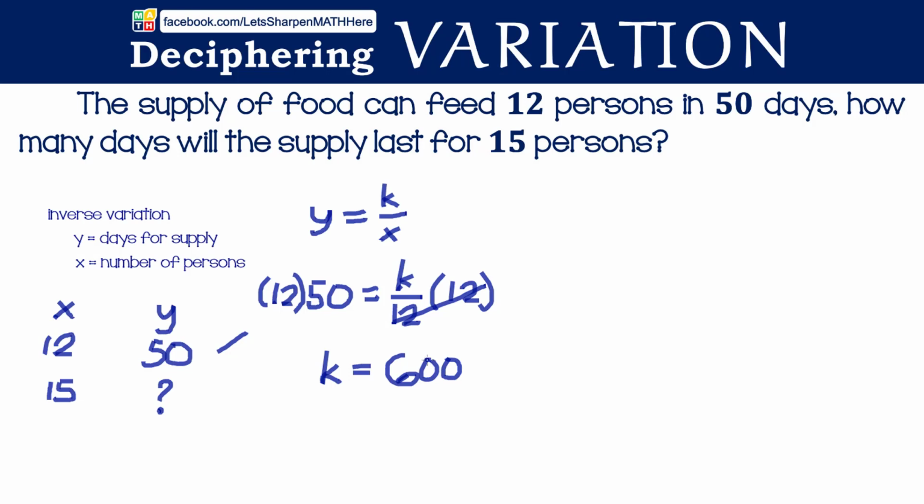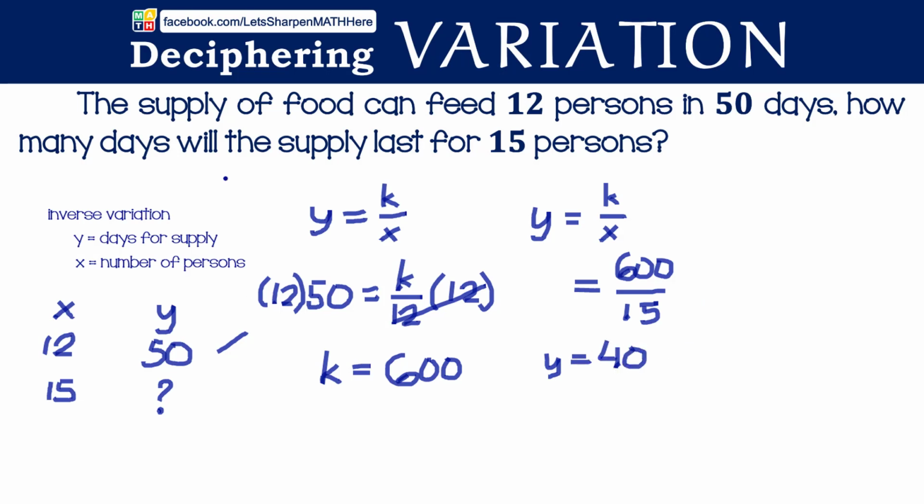This is our k. And then we will be using that here on the same equation, y is equal to k over x. And we'll be solving the number of days for 15 persons, the same amount of supply. So we'll have y is equal to k, which is 600, over x, which is 15. So simply divide that and you will get a result of 40.